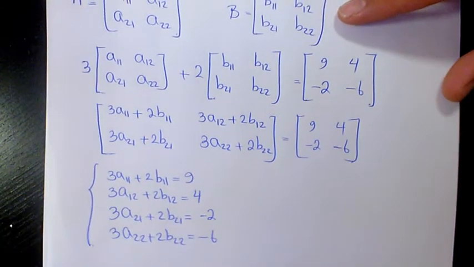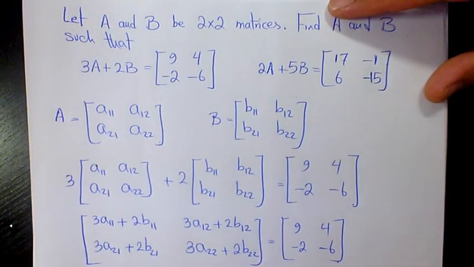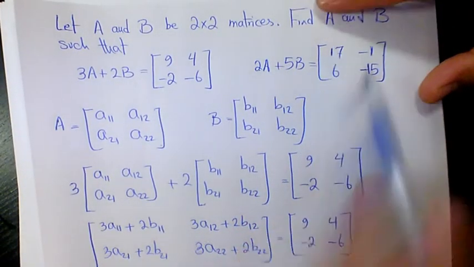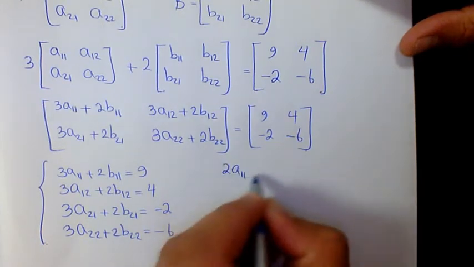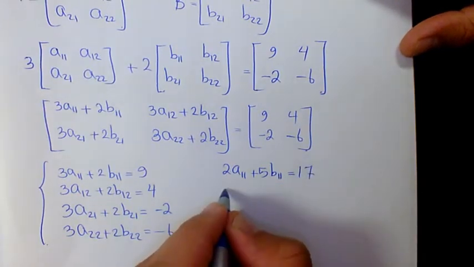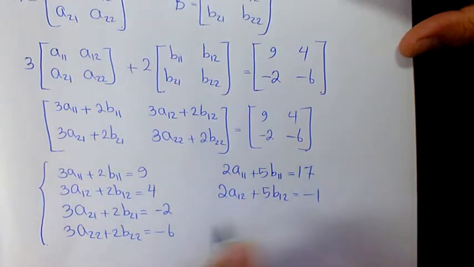So these are four equations. And based on 2A plus 5B equals this matrix, I can say, then we write the final one here, so we don't waste time. 2A plus 5B equals this. So it's going to say 2A11 plus 5B11 equals 17. 2A12 plus 5B12 equals negative 1.